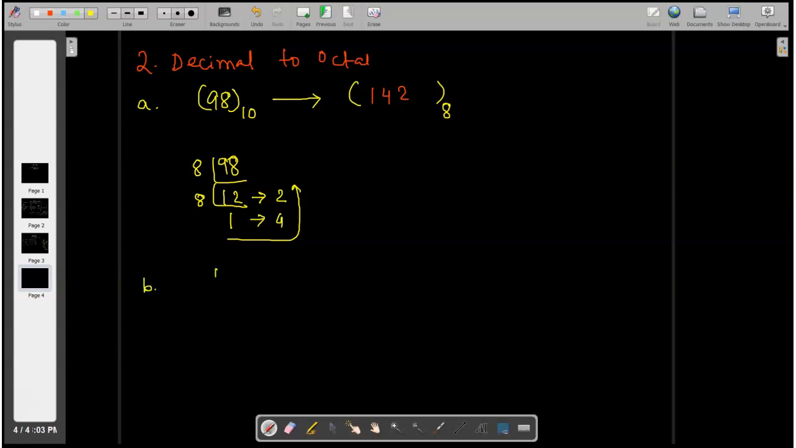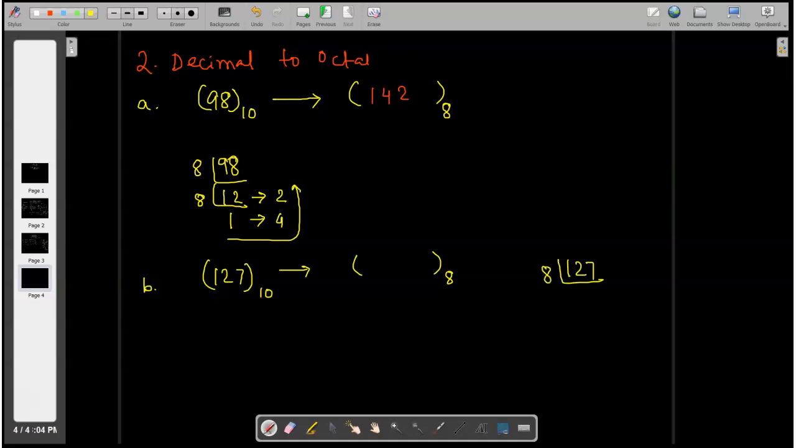Okay, let us take another number. Suppose we take a 3-digit number, 127. We have to convert it to an octal number. Let us do that quickly. We take the number 127 and divide it by 8.